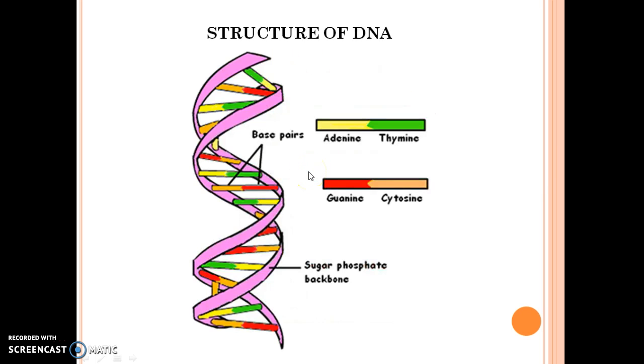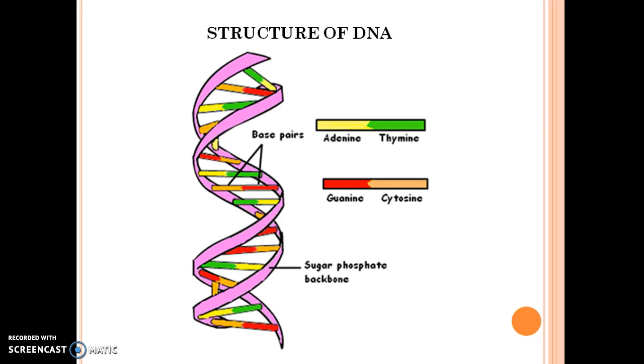Now, before we go into replication, I would like to review the structure of DNA. The DNA is double-stranded, as you can see, and it has different base pairs. Basically, adenine, thymine, guanine, and cytosine. Now, it is very essential for us to know the base pairing. Adenine binds with thymine with the help of 2 hydrogen bonds, while guanine binds with cytosine with the help of 3 hydrogen bonds. This is very, very essential for us.